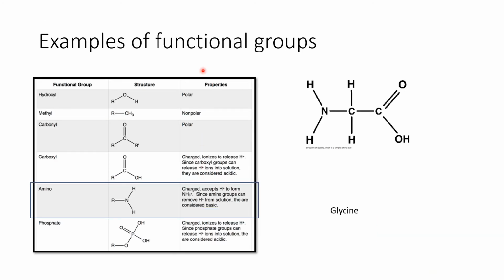The first functional group that I'll show you today is the amino functional group. The amino functional group has a nitrogen attached to 2 hydrogens and an R group. Glycine is an example of an amino acid that has the amino group attached to one side. It is considered a basic functional group because it can remove protons from solution.